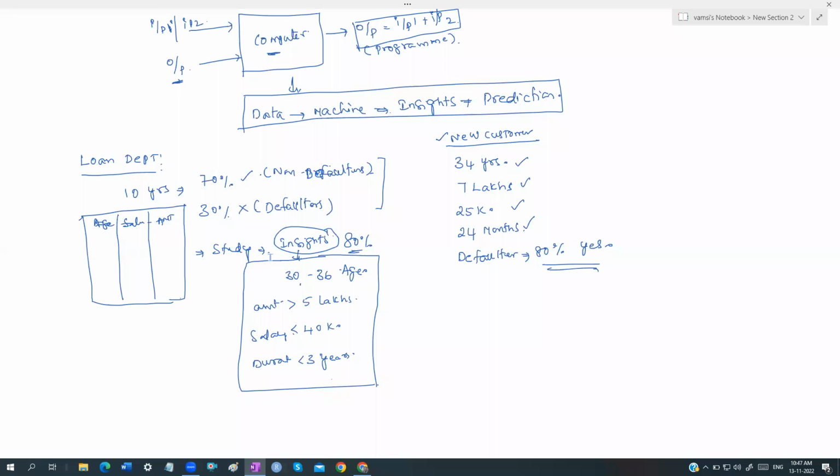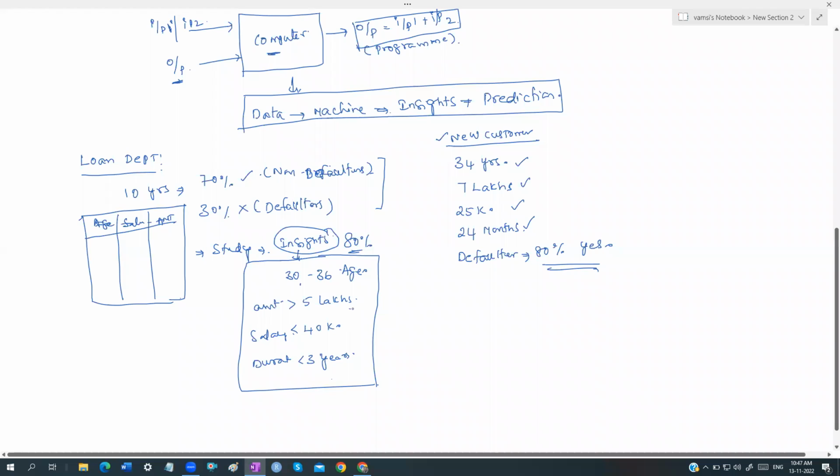So machines are capable of learning from the past customers data, and based on that, it can predict whether to give a loan to a new customer or not. So there is an 80% chance that he will become a defaulter. So your loan is going to be rejected. Loan approval is going to be no. Why is the loan approval no?